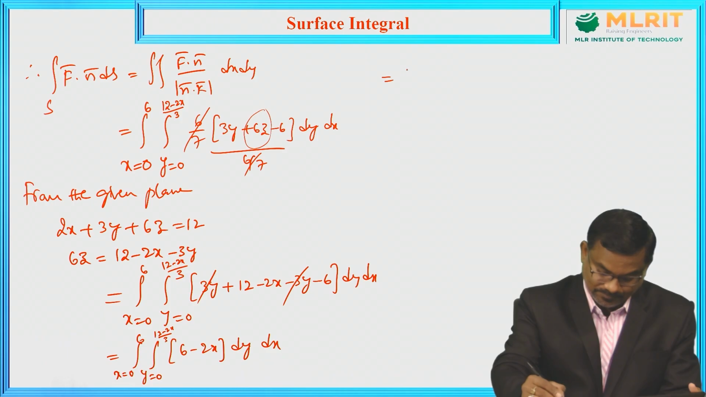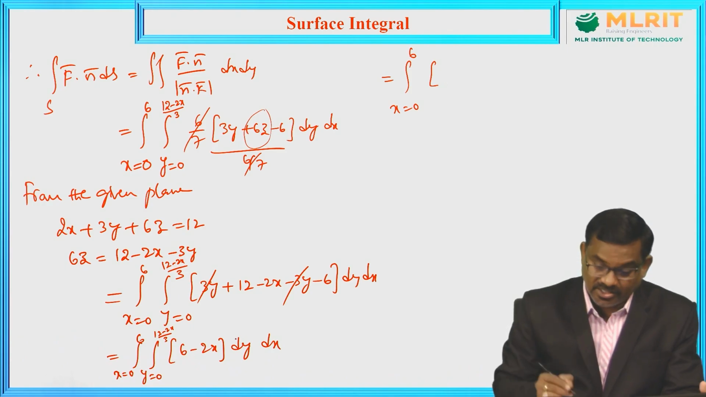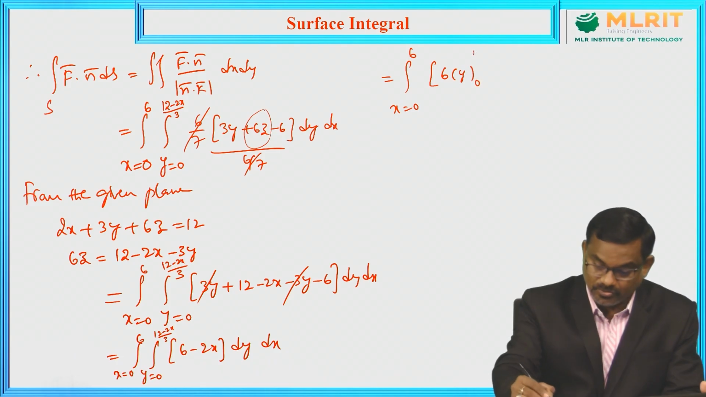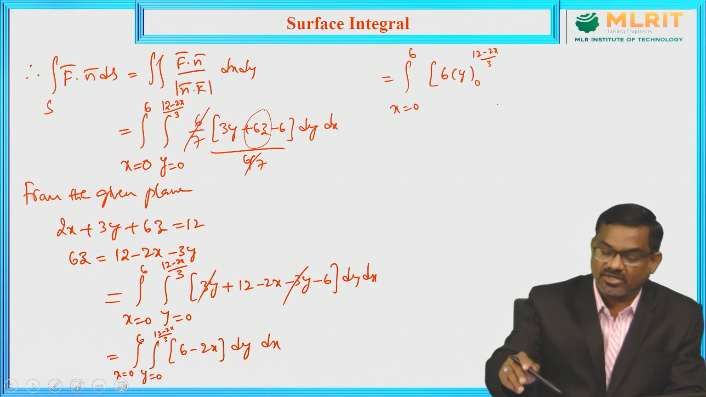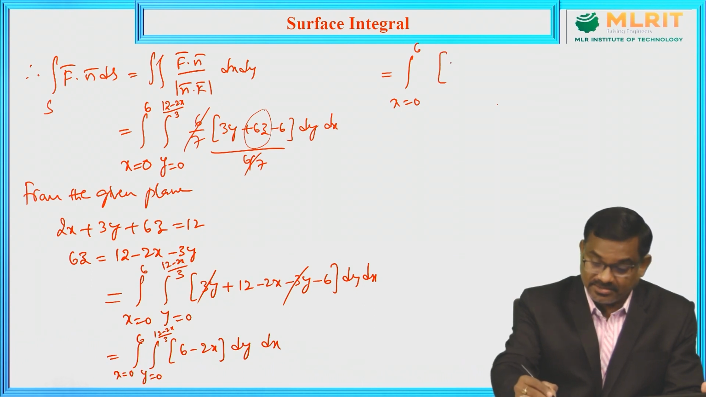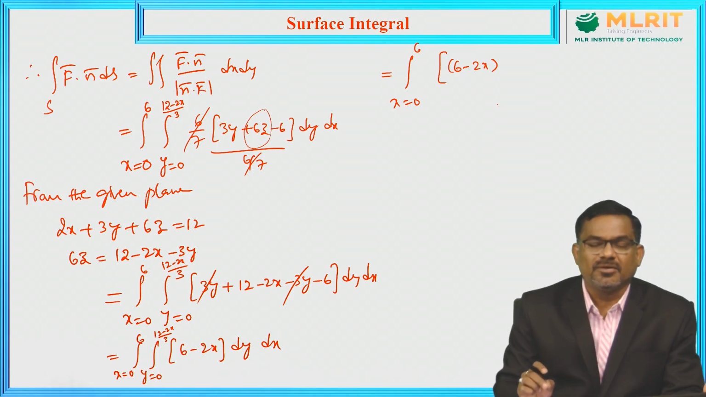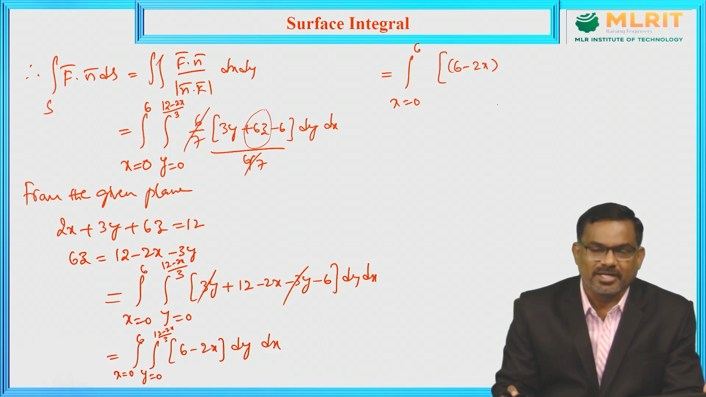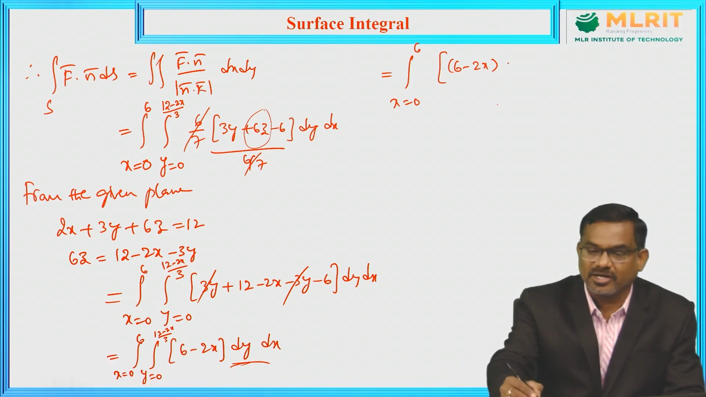So, this is equal to, first we need to integrate with respect to y. Here 6 is a constant, so 6 into integral dy, which is 6y from 0 to 12 minus 2x by 3, and for the whole thing 6 minus 2x is a constant. Now, we need to integrate with respect to y first. So, this is equal to x from 0 to 6, and here 6 minus 2x is constant. In double integration or triple integration, while integrating with respect to one variable, we treat other independent variables as constants. So, in multiple integrals, if we are integrating with respect to x, we can treat y and z as constants. So, here we are integrating with respect to y, and the function has x. So, it's a constant into integral dy, which is y from 0 to 12 minus 2x by 3 dx.